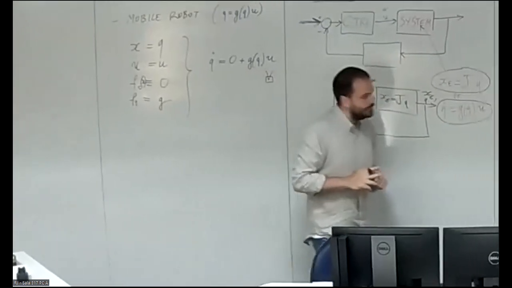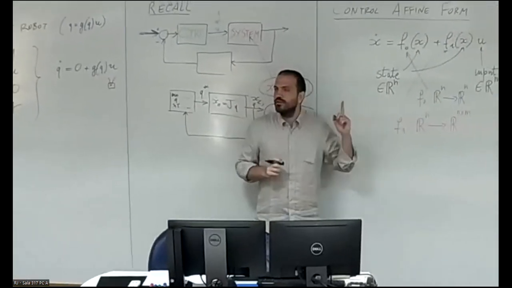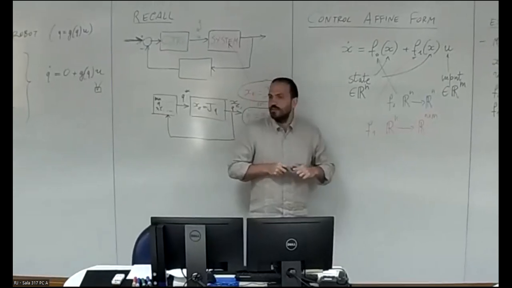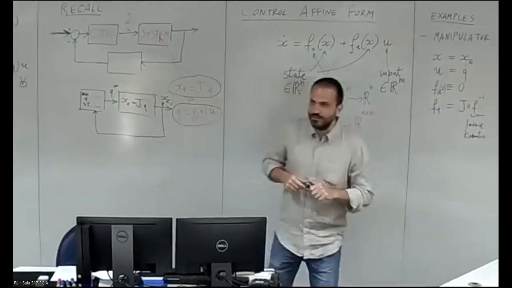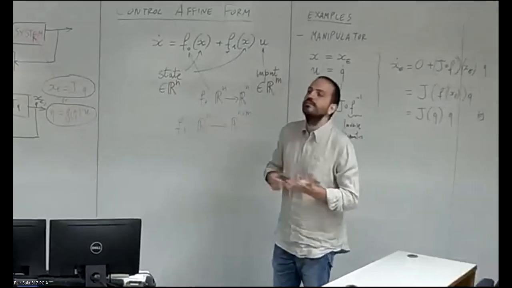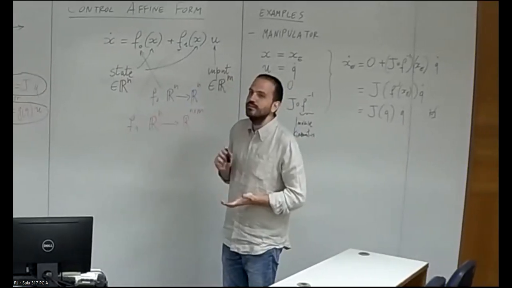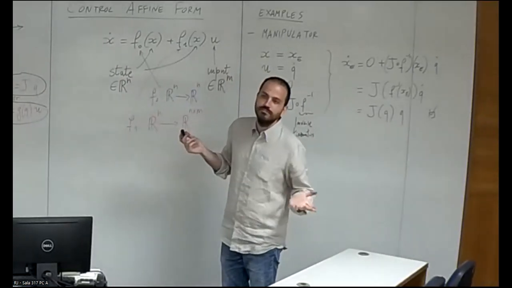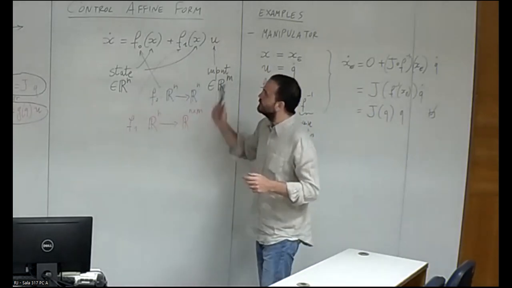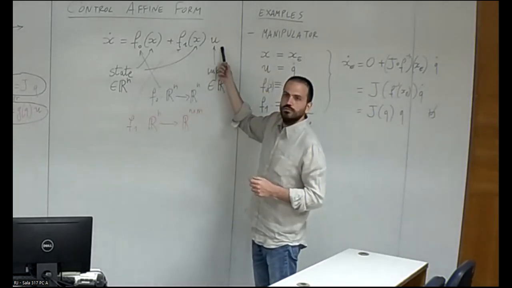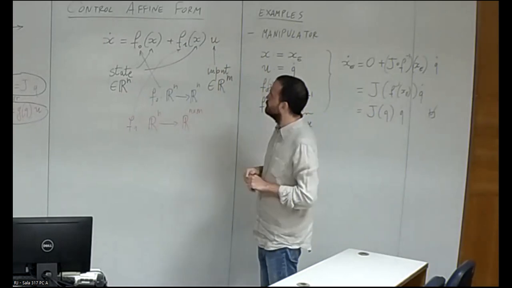So two notes. Do you know why it's called control affine? Or can you imagine why it's called control affine? Well, actually, because it's an affine function in the control u. That's why it's control affine.